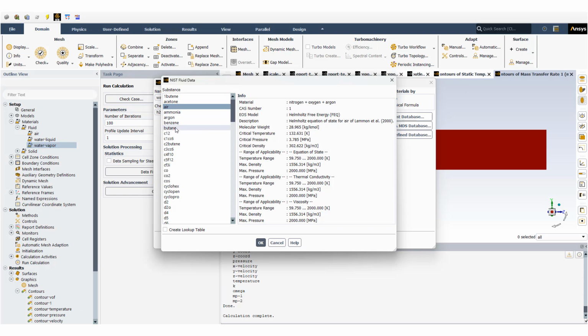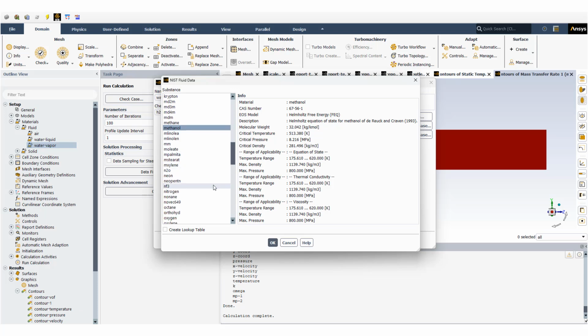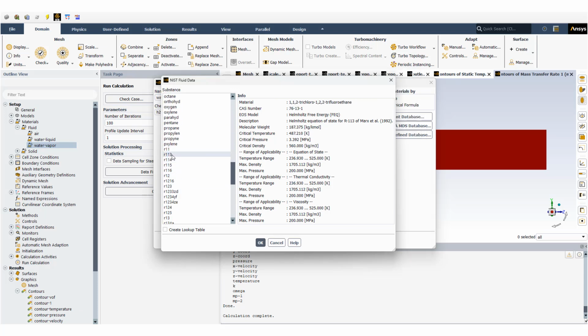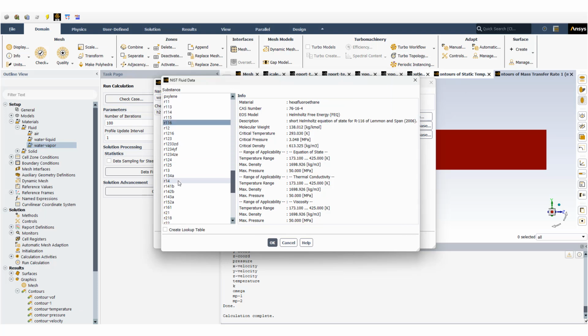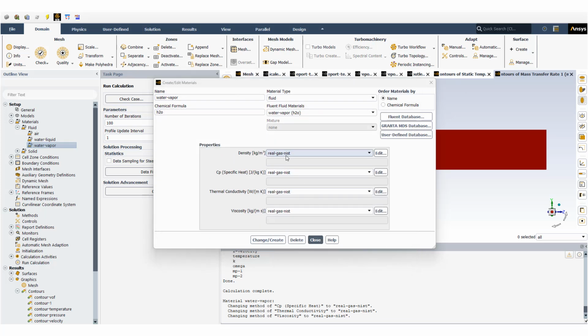For argon, butane, methane, I think we have it. No, not methanol, methane. These are the gases that we have. And for refrigerants, this is the list of different refrigerants that are included. If you want to work on cooling with a refrigerant for adiabatic expansion, you can use this real gas model.